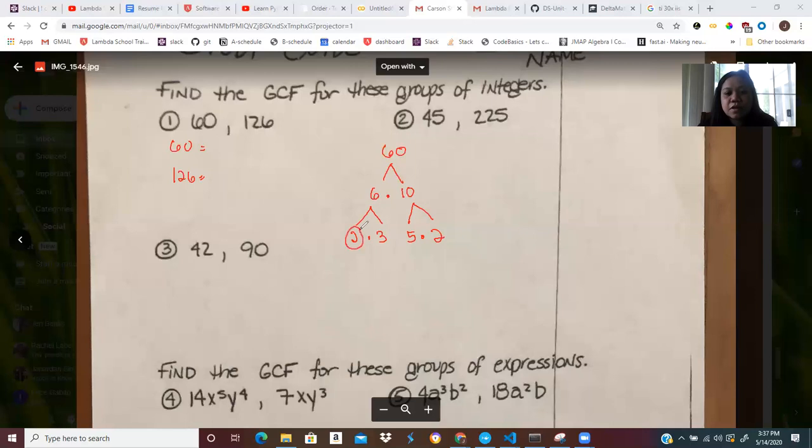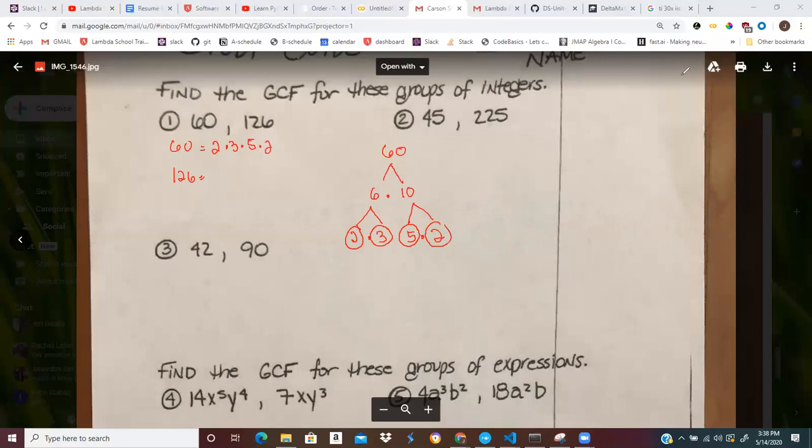You can just circle that. Same thing with 3. Since there are no more, 3 is a prime number, and the only factors of 3 are 3 and 1, so that's also the end of the line. Same thing with 5, no more factors other than 1 and itself. Same thing with 2. So now you're going to copy that here. You write 2 times 3 times 5 times 2. So these numbers are your prime factors of 60.